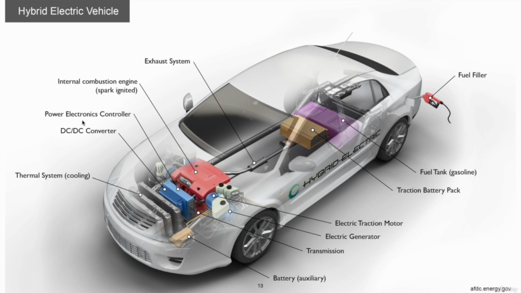Next we have power electronic controller. As you can see, this is the power electronic converter. Then we have our IC engine, which is internal combustion engine. Here you can see. Then we have exhaust system. Then we have fuel filler, fuel tank, traction battery pack or battery assembly. Then we have traction motor, generator, transmission or gears, and an auxiliary battery which is used to transfer power to your equipment like headlights, wipers, or your display or audio systems. So let's discuss each of them.